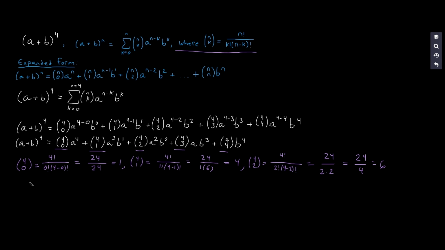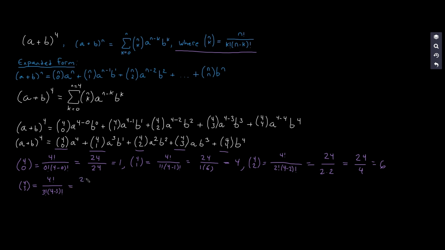And then we have 2 more coefficients to find. That is the coefficient for our fourth partial sum. It's going to be 4 choose 3. That's going to be 4 factorial over 3 factorial times 4 minus 3 factorial.